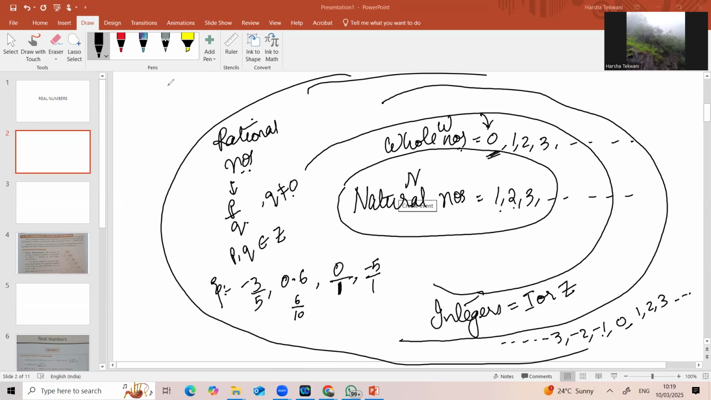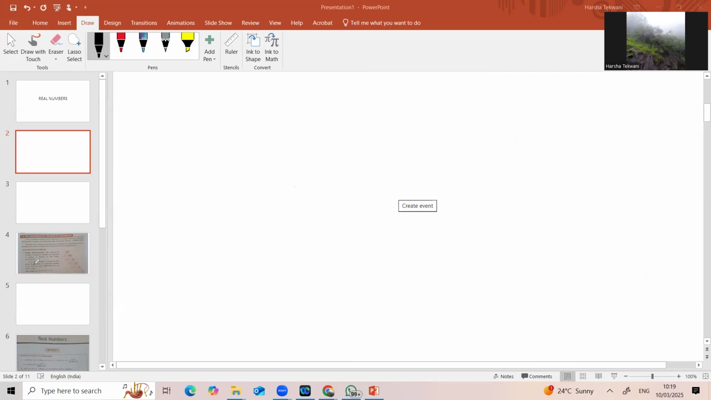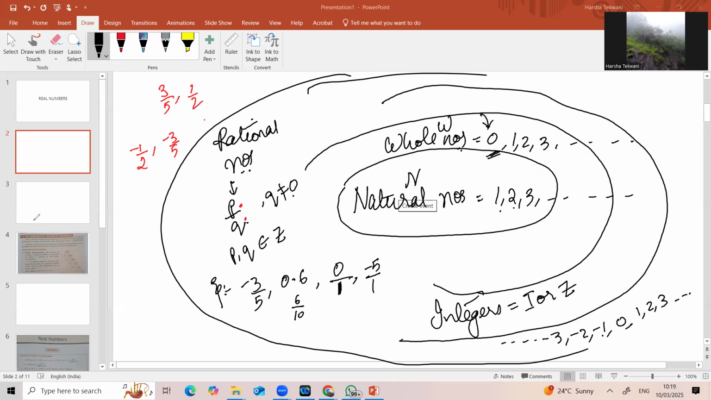But there's a difference between rational numbers and fractions. Fractions are just positive, whereas rational numbers can even have negative signs because, as I told, p and q should belong to integers. And there was one more family. Let's call them their cousins: irrational numbers. So I'll do it on the next page.